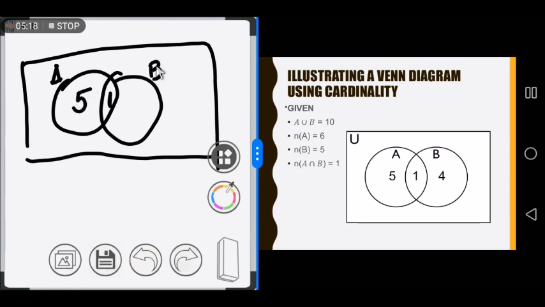Then, for set B, sabi dito, cardinality of B is 5. But we cannot put 5 here kasi may isa na dito. So, we will write 4. Okay? So, for you to check your answer, kailangan pag inad mo itong tatlong to, 5 plus 1 plus 4, ang lalabas dapat is A union B, which is 10. So, 5 plus 1 is 6, plus 4 is 10. So, ibig sabihin, tama yung ating Venn diagram.